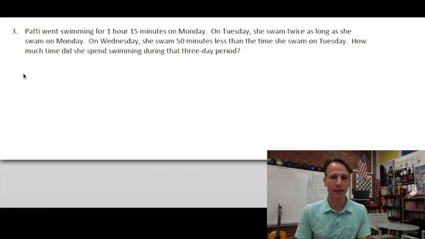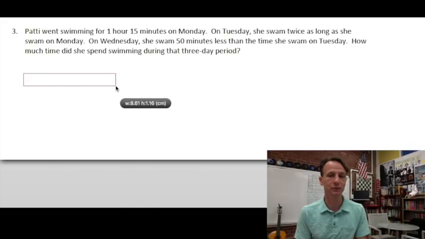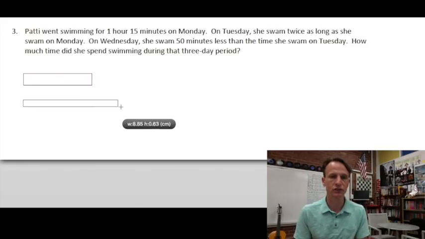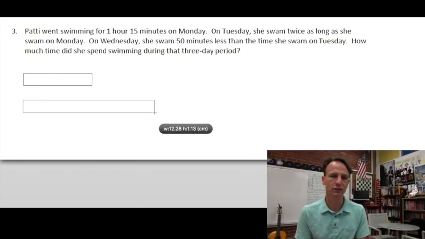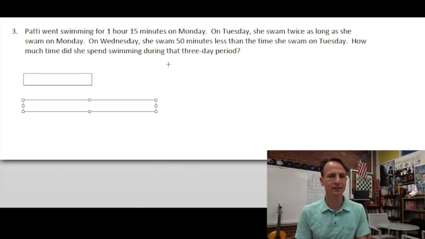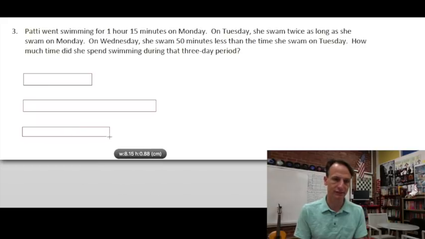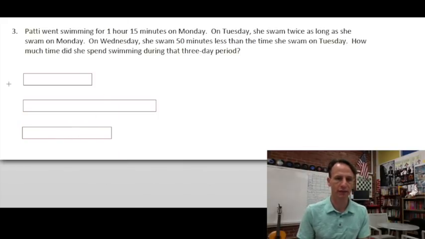So here we go. Monday is 1 hour 15. And yeah, I'm still using that burgundy color. I'm loving it. Because Tuesday has to be twice as long, I don't want to make Monday too big. So here's Tuesday, twice as long. Good. And then Wednesday is 50 minutes less. I don't know exactly what that's going to look like. It's probably going to be between the two of them, I'm going to guess. All right. So there we go.